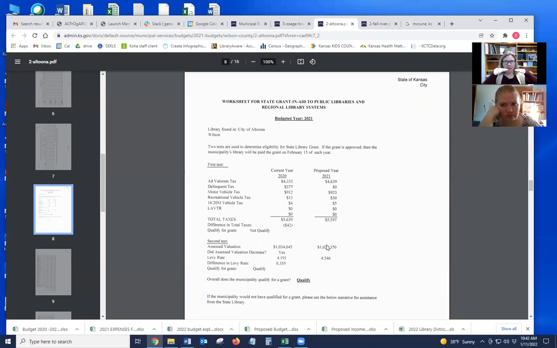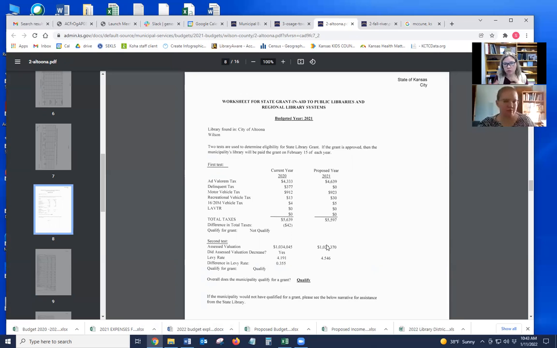It's like a balance. If your assessed valuations go down, your mill levy rate goes up. And if your assessed valuations go up, your mill levy goes down. Does that make sense? And so if you're in a situation where your assessed valuations go down and your mill levy goes up, but you have a ceiling because a charter ordinance has put a cap on that, then you could be in a situation where you don't get state aid. And we actually have 3 libraries that didn't qualify for state aid this year because of that.